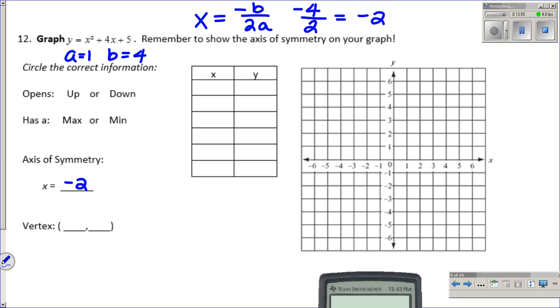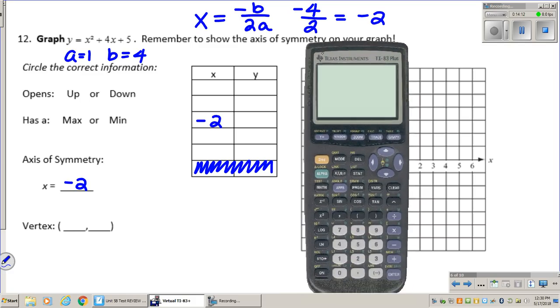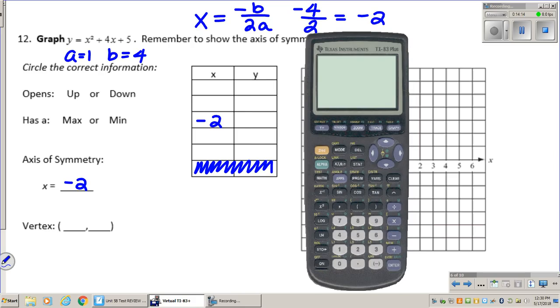That's also going to be the central point in your table of values. Now I prefer to use a table that has 5 rows. This table has 6. So I'm actually just going to eliminate the last row so we have symmetry. So now on your graphing calculator, you can type the equation in at y equals. And we can go to the table of values to fill in our table. So the equation is x squared plus 4x plus 5. And then hit second graph.